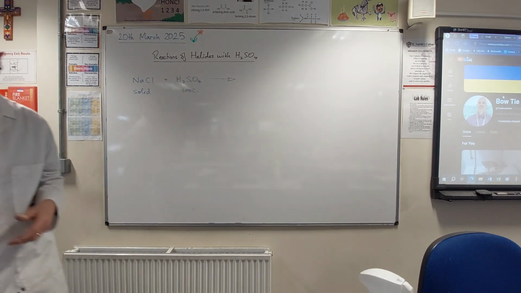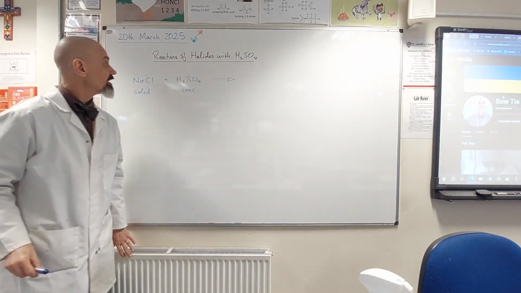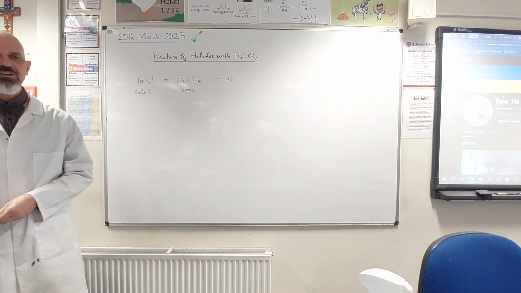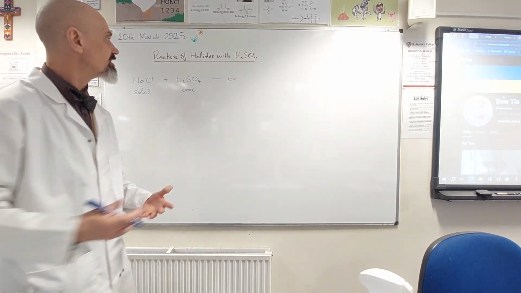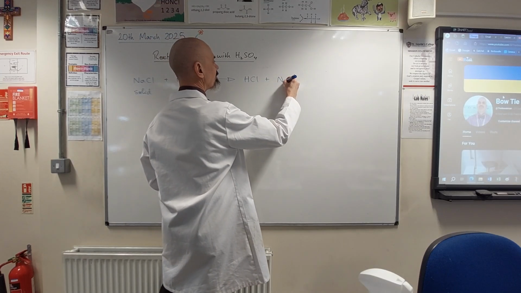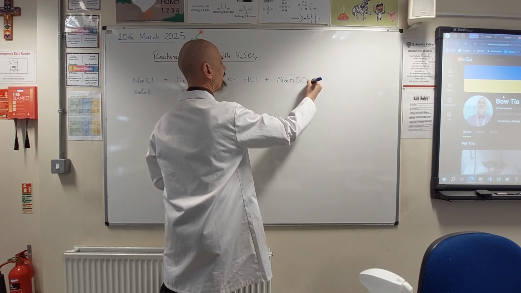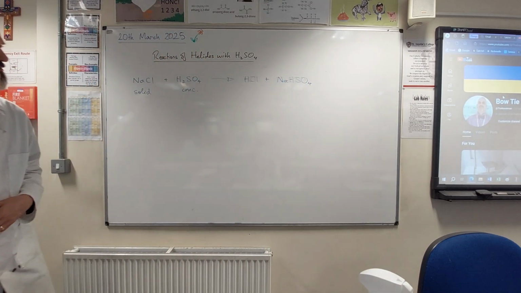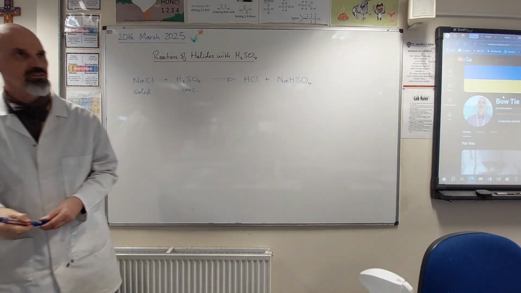And when we react the chloride with sulfuric acid, we don't get any kind of reduction, we just get the HCl. The other product is NaHSO4, sodium hydrogen sulfate.